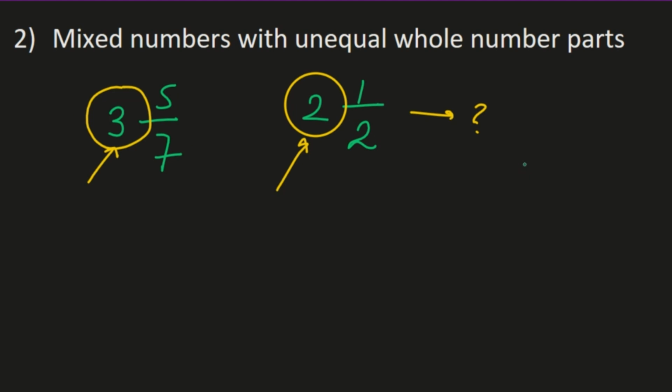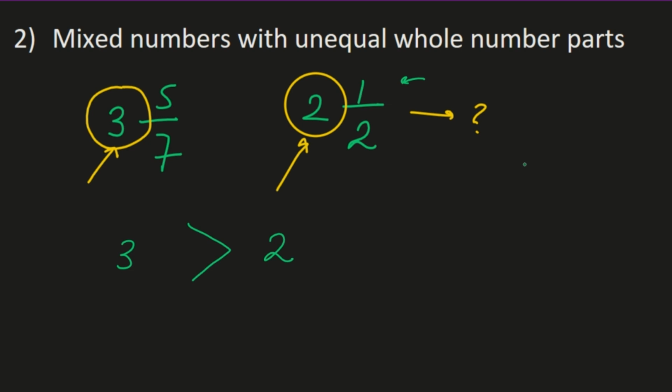Comparing mixed numbers which are having unequal whole number parts. Here you can see it's 3 and 5 upon 7. Here it's 2 and 1 upon 2. So in such cases, if the whole number parts are different from each other, then it's really easy to compare the two mixed numbers. You just need to identify the two whole number parts. Here it's 3 and here it's 2. You know that 3 is greater than 2, right? No arguments. 3 is greater than 2.